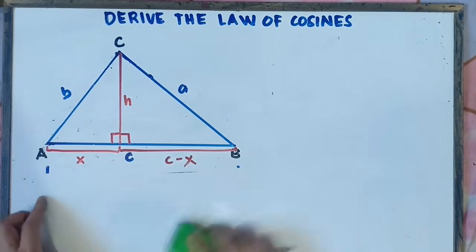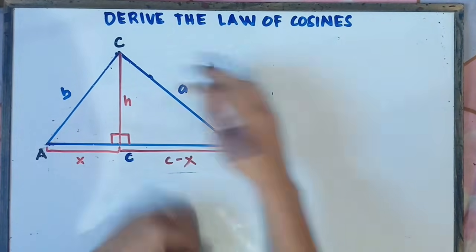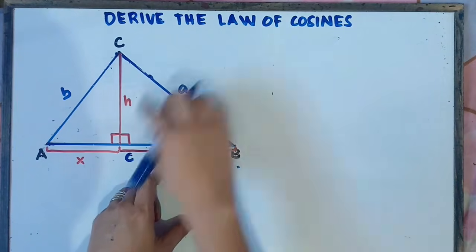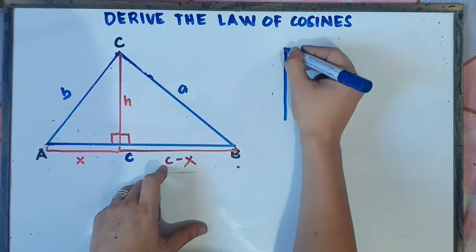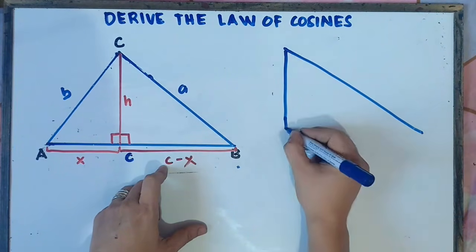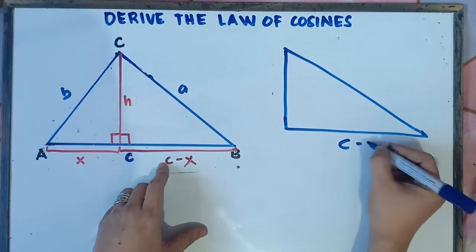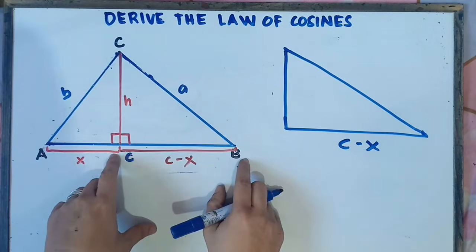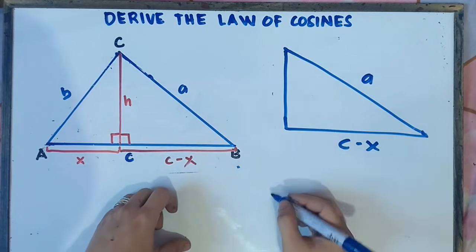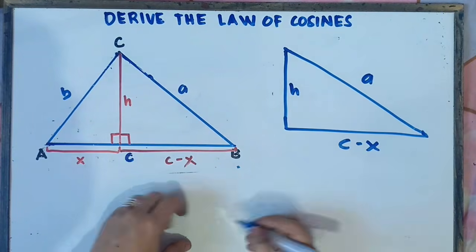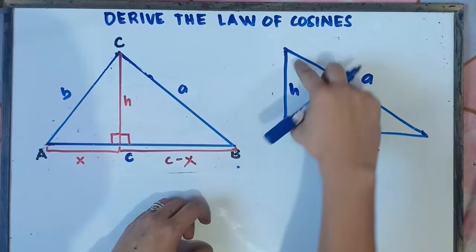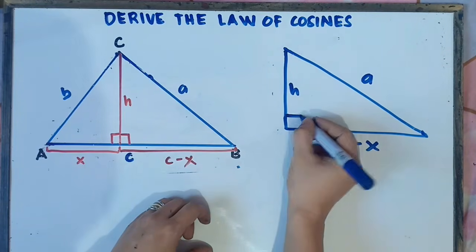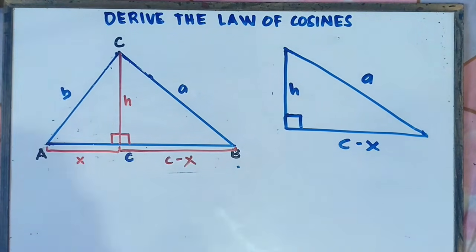Now, let's draw this triangle, class. This one right here, the big triangle. Alright, let's draw that one. So this is C minus X, and this is H, and this is A. And this is a right angle, right? 90 degrees. Now, what if you're looking for this one right here, class, side A?